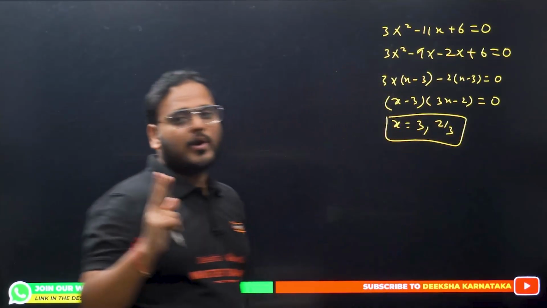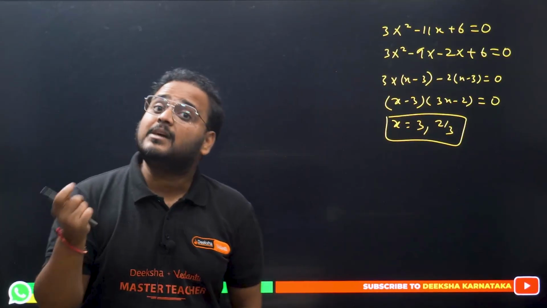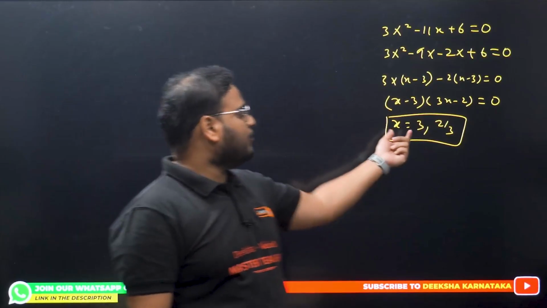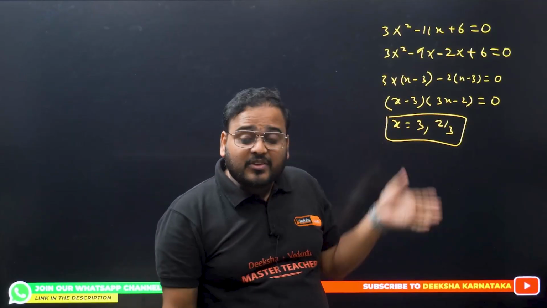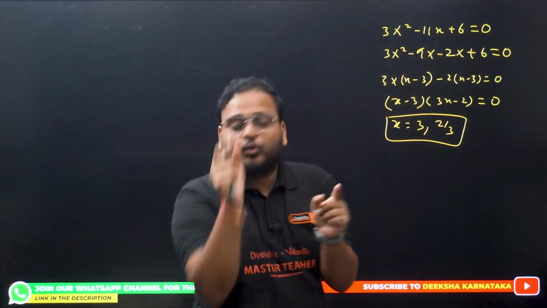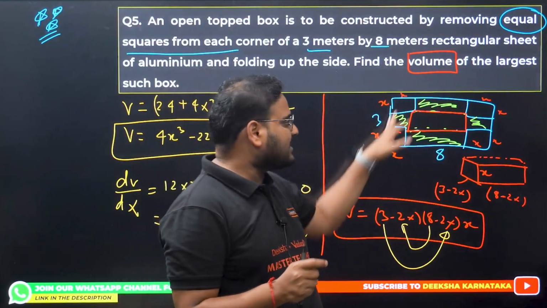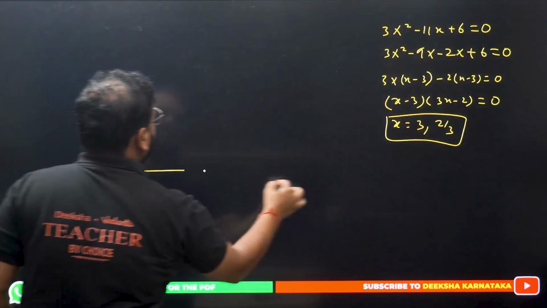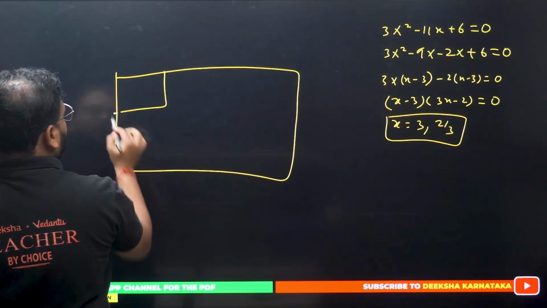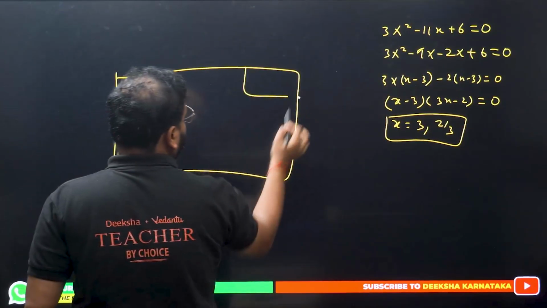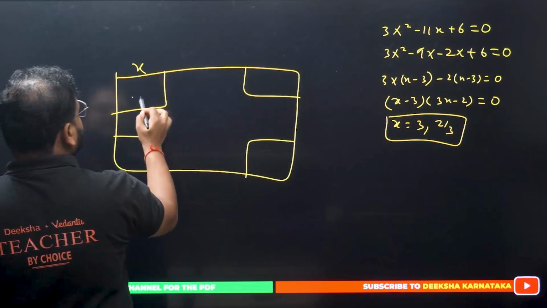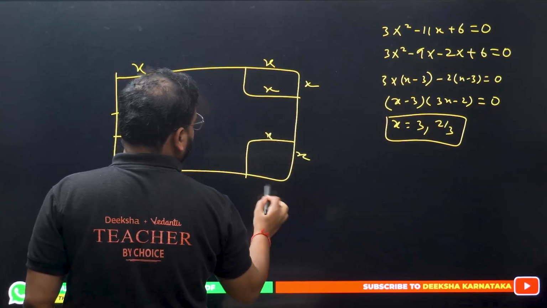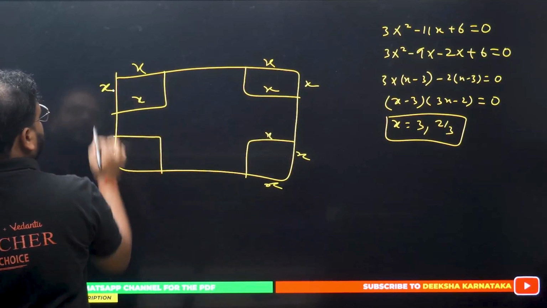I have two extremas known now. I have to find which one is maxima, because I'm looking for the largest volume. What is 3 and 2 by 3? 3 and 2 by 3 represents the side length of the square you took out. Remember the figure. This is a rectangle, right? Remember, this was x over here, the square you have taken out from here. This is also x.